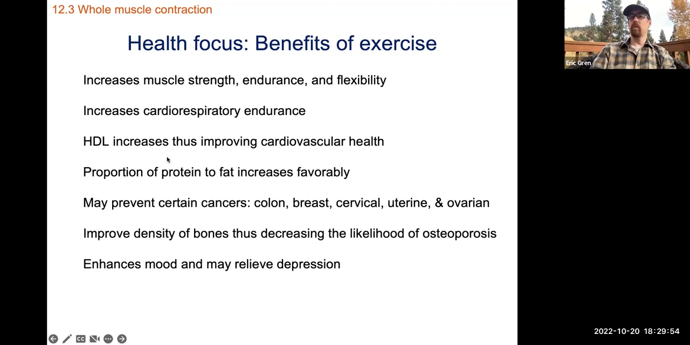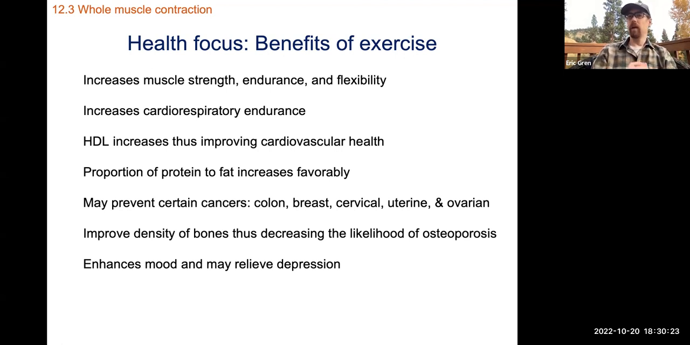We can improve the ratio of HDL to LDL, good cholesterol compared to bad cholesterol in the body, good lipids, bad lipids. HDL is the good lipid that you want to see in your body. LDL, we say, is lousy lipids and HDL is happy lipids. HDL is good, LDL is bad. You want to see a higher ratio of HDL to LDL.